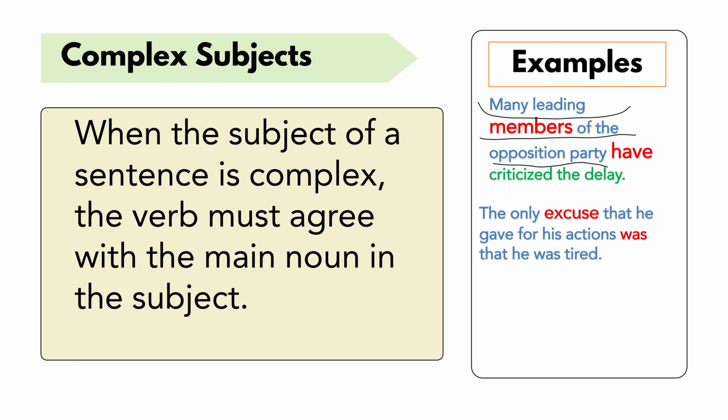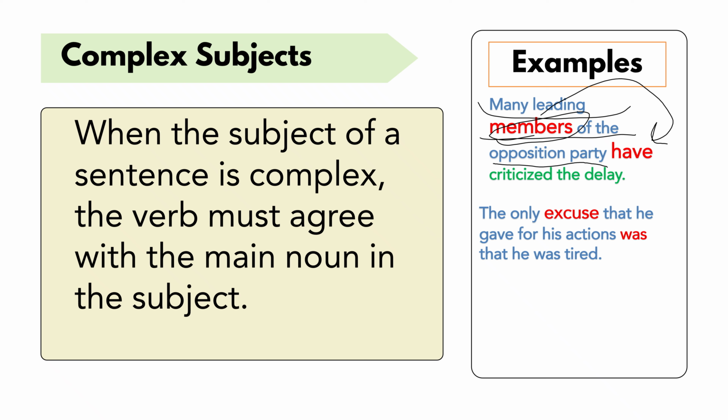Have is the verb. Criticized the delay. All right, but here, what can we do? Well, someone might think, okay, I'm going to choose the opposition party and say has. But this is wrong because the main noun in the subject is members, right? So members has to agree with have. Many leading members of the opposition party have criticized the delay.